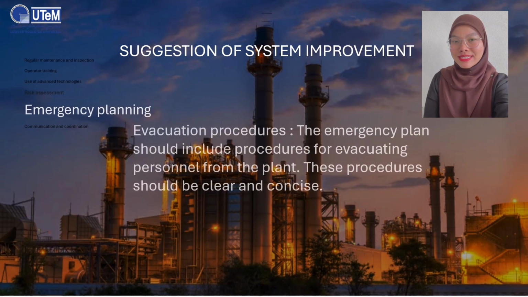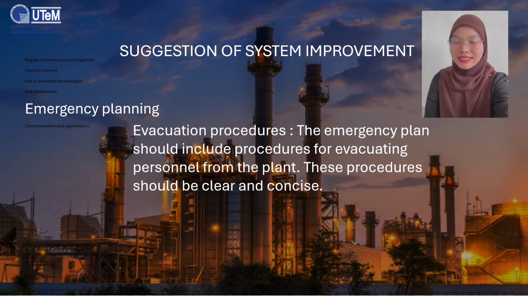Other than that, emergency planning. Power plants should have a comprehensive emergency plan in place in the event of an accident or incident. This plan should have procedures for evacuating personnel, containing the damage, and restoring power.